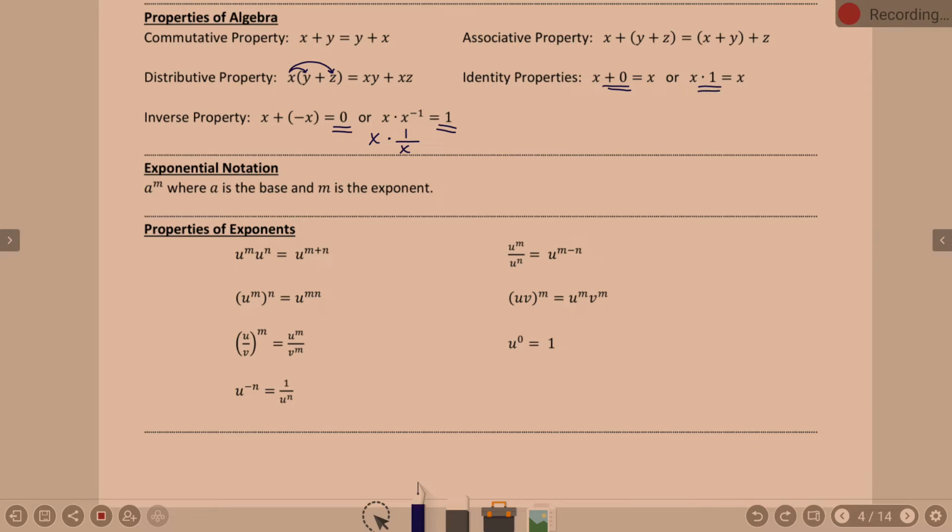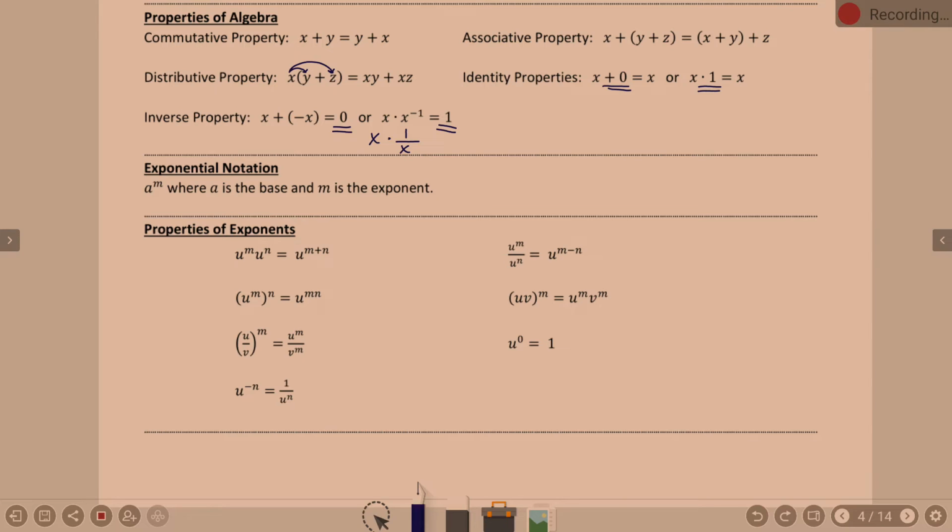Those are properties you should be familiar with. There are a few in homework where you have to identify the property being shown. When you identify the property, don't just tell me commutative. Is it commutative property of addition or of multiplication? Because you will be expected to have that for the answer key. Okay?